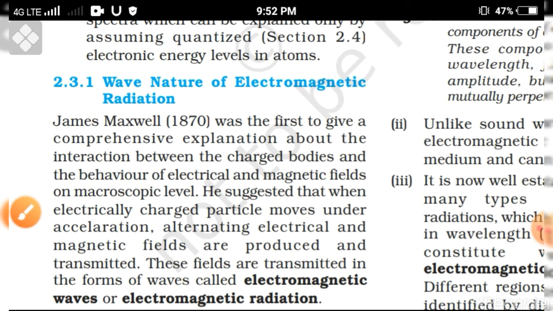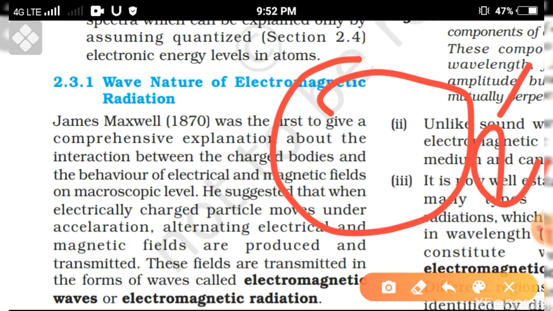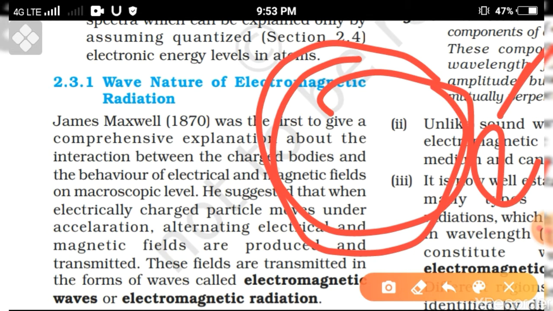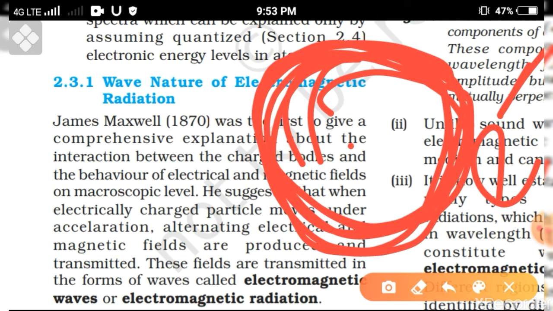So when electrically charged particles move under acceleration, this happens. The electron is also a charged particle. When it revolves around the nucleus in a fixed orbit, acceleration occurs in that circular path.